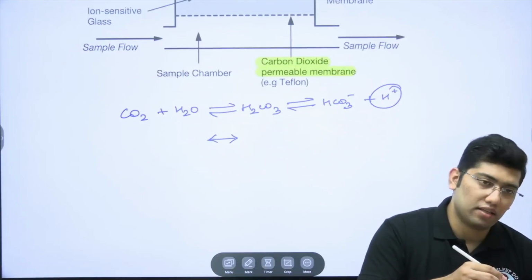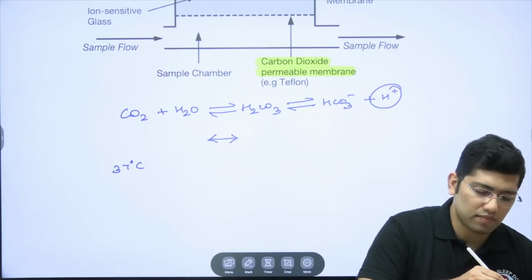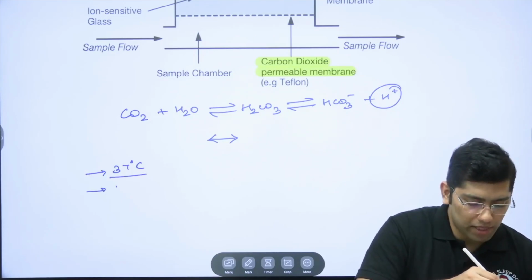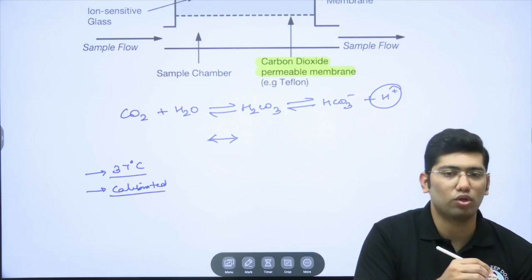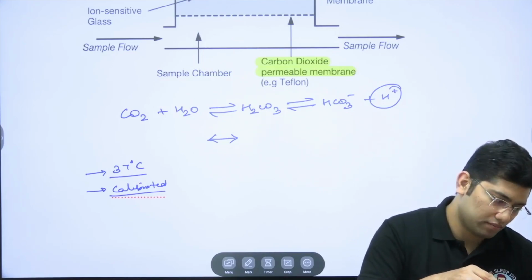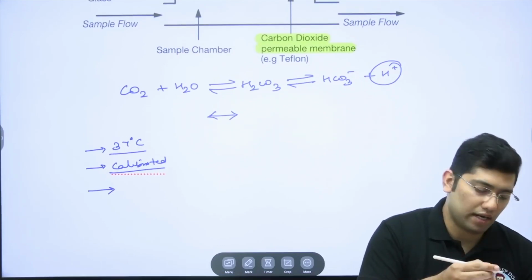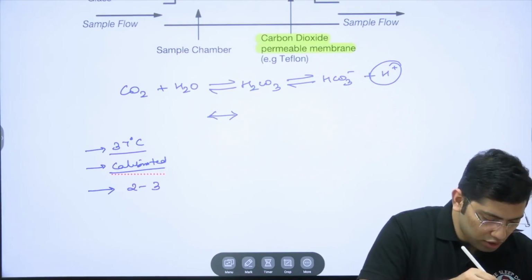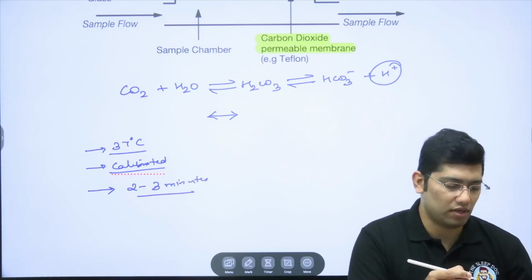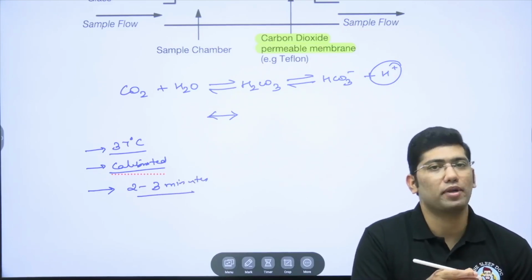So again, this electrode also has to be maintained at 37 degrees Celsius, and it is also calibrated with a solution of known CO2 concentration. Okay. The response time for this electrode is approximately 2 to 3 minutes. All right. So this concludes the pH and carbon dioxide electrodes.